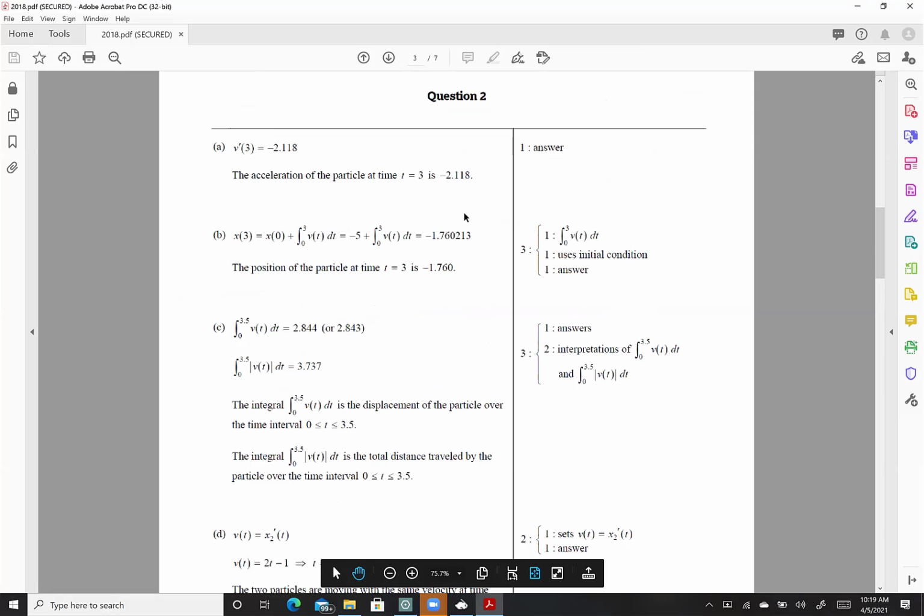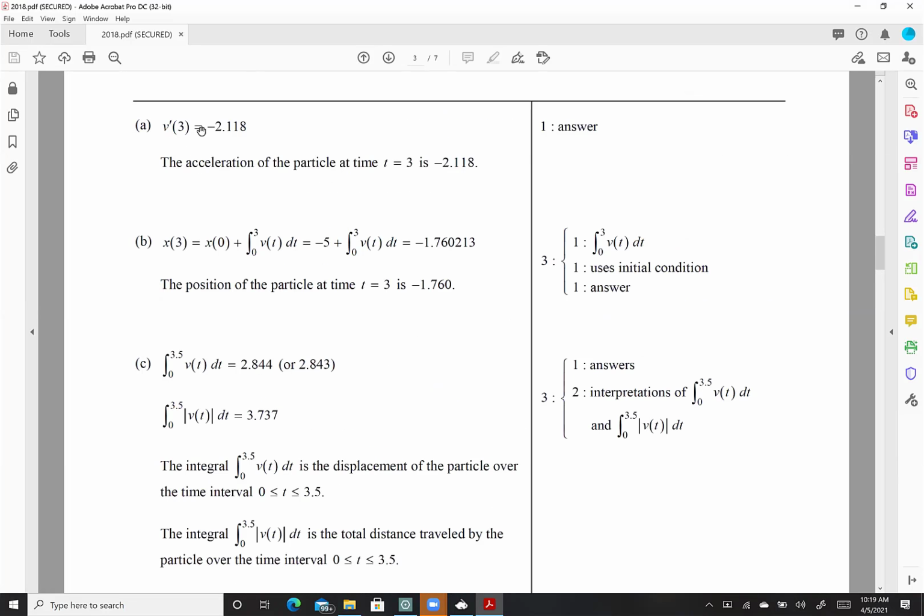All right. So look at that. V prime of 3 equals negative 2.118. We showed that. We said A of 3 equals V prime of 3. And I think we got that answer correct. Did we get that answer correct, guys? Okay. And then your position was your initial position plus the displacement. There it is. And I think we got negative 1.760. I think we got it right also. Correct? Okay.